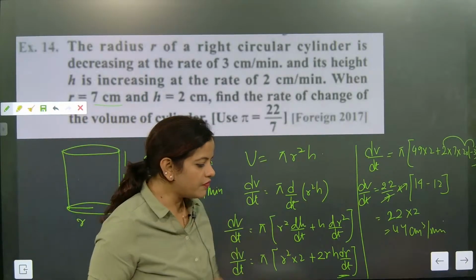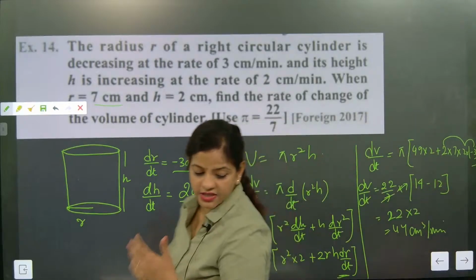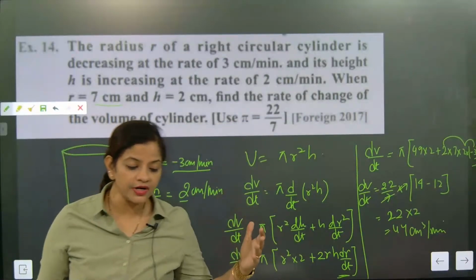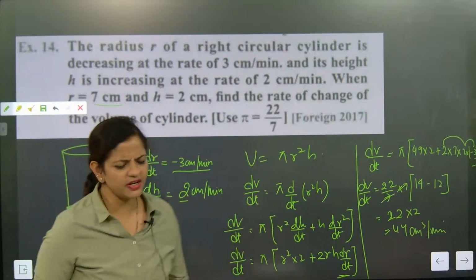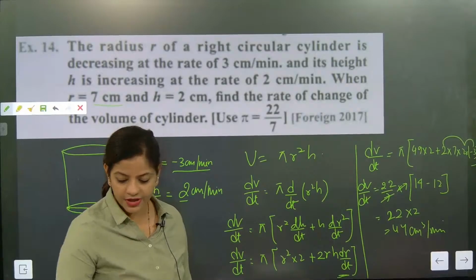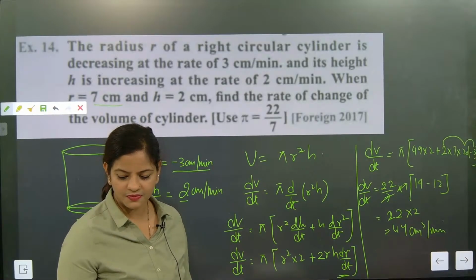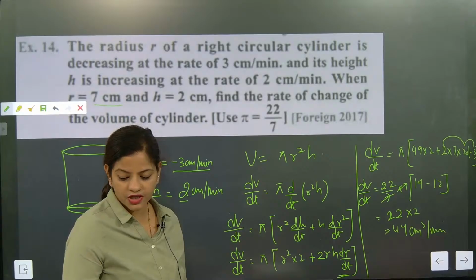So this is the way we have to solve. And here it is coming to be the rate of increase. So it is exactly increasing. The volume is not decreasing here. The volume is increasing at a rate of 44 centimeter cube per second. I hope you might have understood this one. Come on, tell me, did you understand this part? Shall we go for the next question?